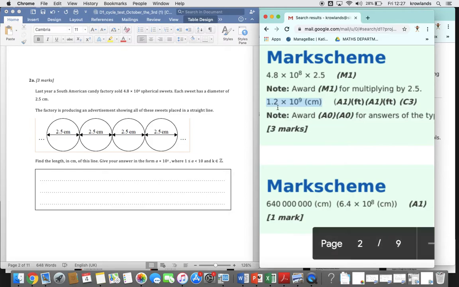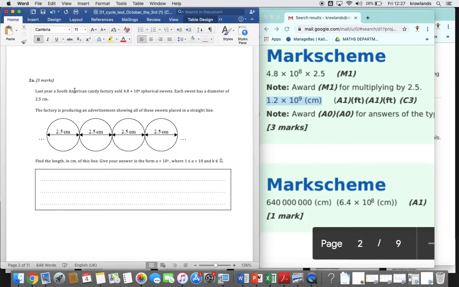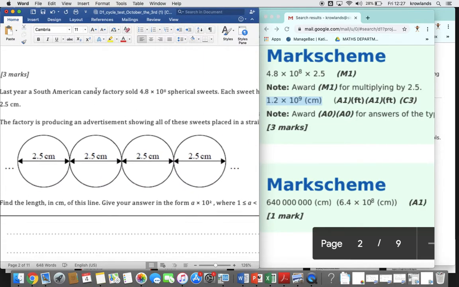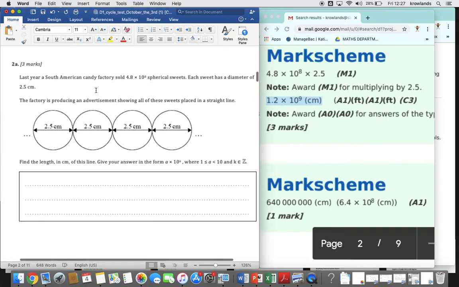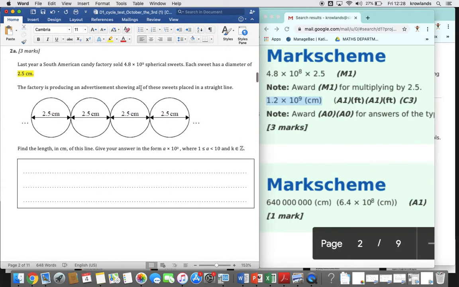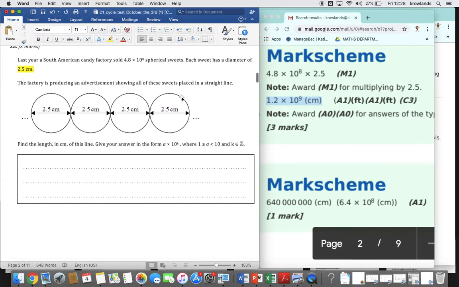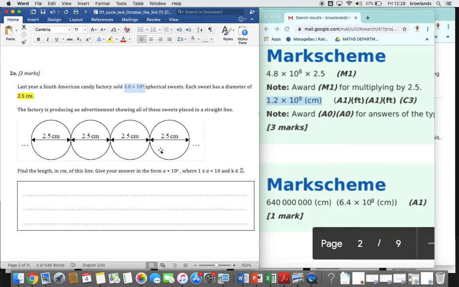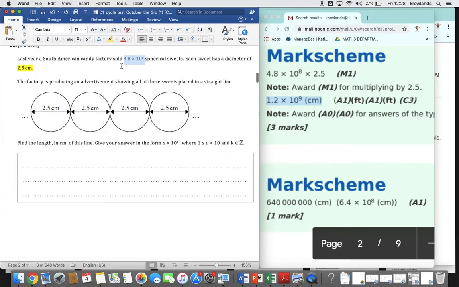So, if we have a look at what to do, it says last year a South American candy factory sold 4.8 times 10 to the power of 8 sweets. Each sweet has a diameter of 2.5. You can see that in the picture, but it's worth reading this information. The factory is producing an advert showing all of these sweets placed in a straight line. So these dots at the end tell us that this line goes on until we've got 4.8 times 10 to the power 8 of these sweets. So we've got over 4 million sweets.